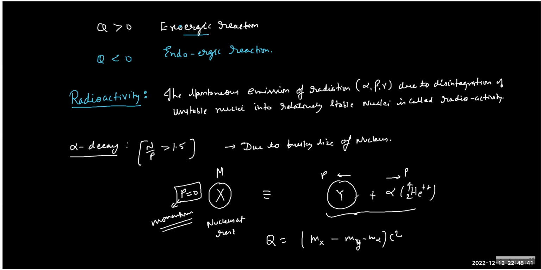Let's say the binding energy of X is given, Y is given, and helium is given. Can you find the Q value from the binding energy? Tell me yes or no. We just know the binding energies of X, Y, and alpha. So how to do this? First of all, how to write the mass of everything. Let me show you in detail, one by one.